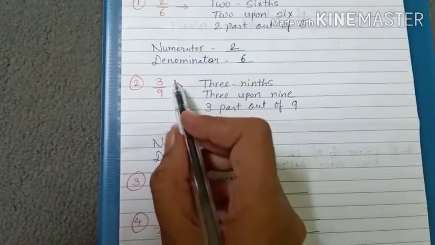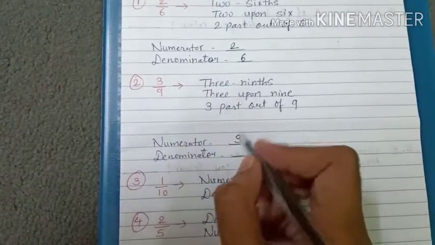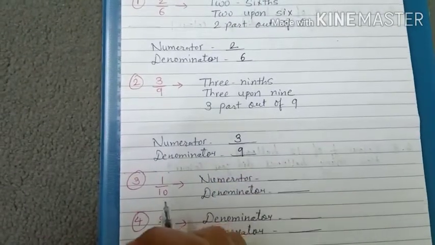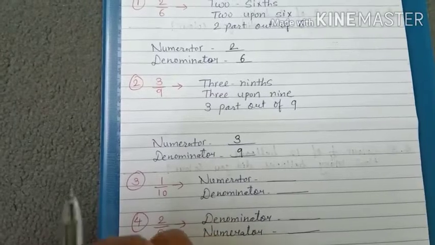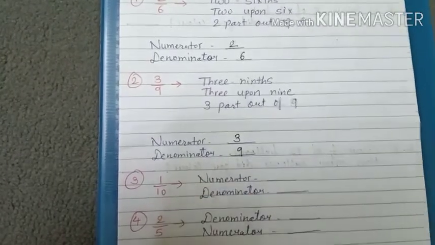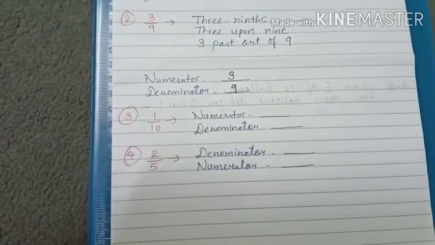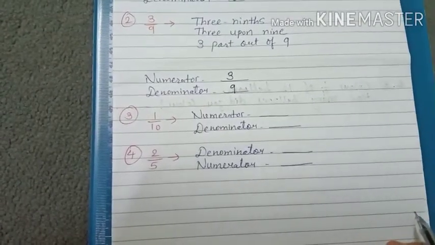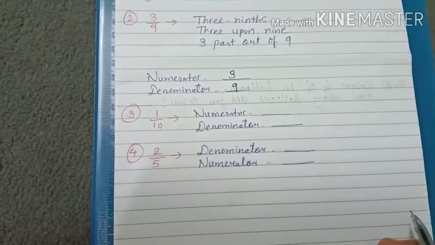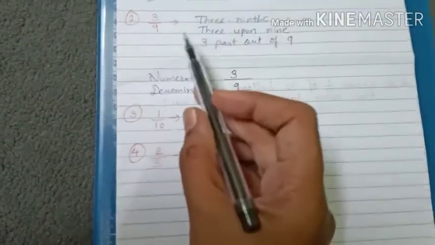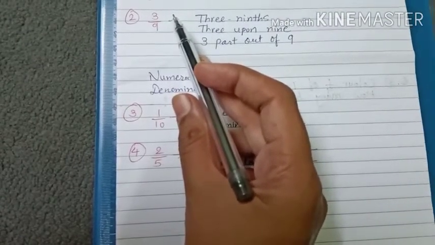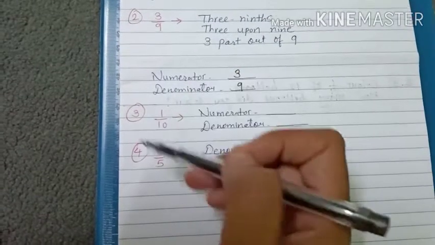Now the number 9 is below the line, so that is the denominator. In front of denominator blank we write 9. And everybody knows about this. Numerator shows the parts which we have taken out, and the total part is called the denominator. That means 9 is the total parts and the parts which we have taken out are 3. The fraction is 3 upon 9.